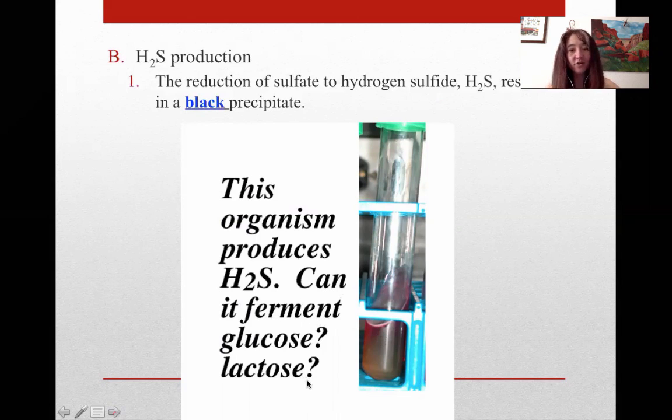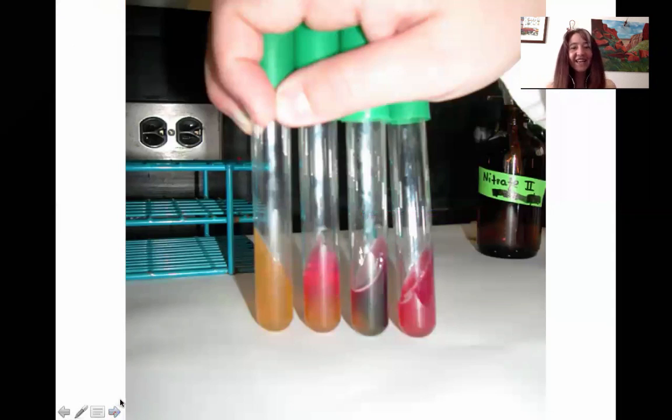Can it ferment glucose and lactose, this bacterium? Yes, it does produce hydrogen sulfide, but can it ferment glucose? Can it ferment lactose? You tell me on your pre-lab. Sweet. This is a cool picture where you can see yellow over yellow, red over yellow. You can see the H2S production, and then the all aerobic all the time Pseudomonas aeruginosa, which is not using or fermenting either glucose or lactose. Cool.